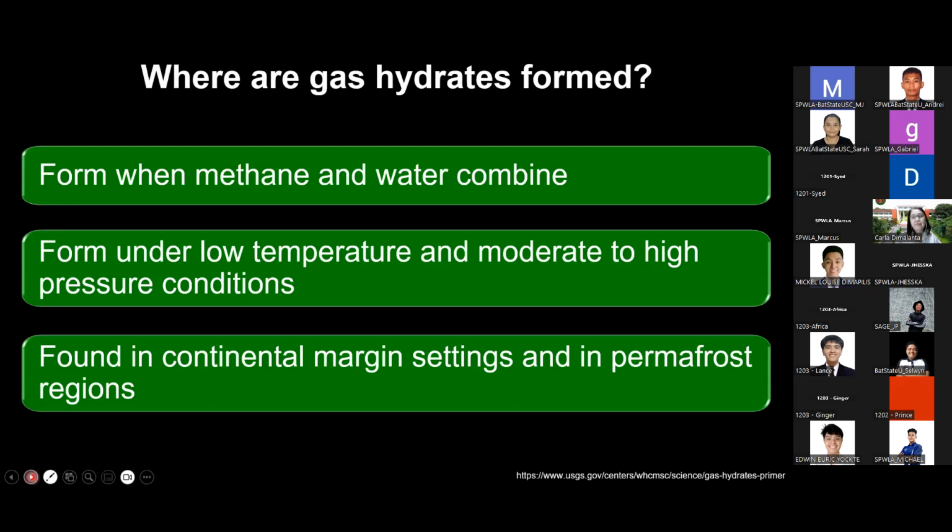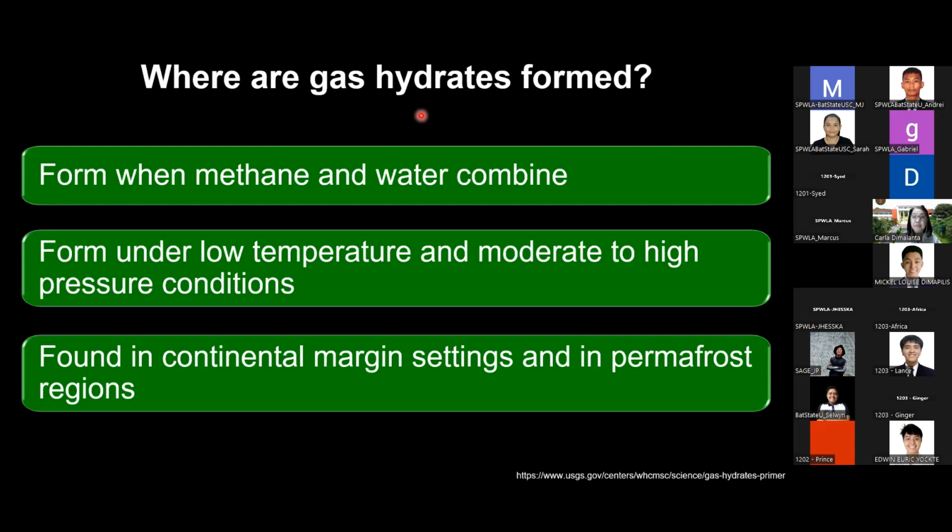So what do we know about gas hydrates and where are they formed? Most studies indicate that gas hydrates form when methane and water combine, and we can clearly see that based on the structure of the gas hydrates. So earlier we saw the structure where you have a water cage, and inside that water cage is the gas molecule in the form of methane.